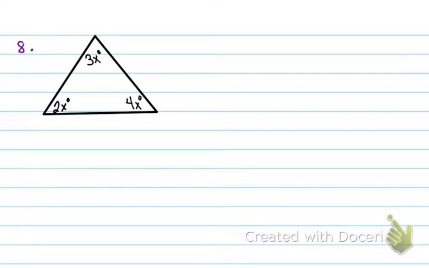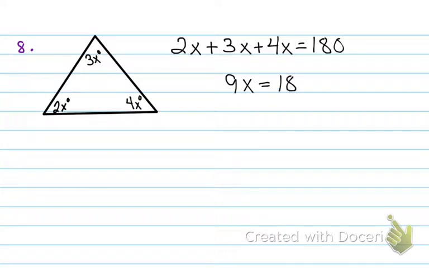Okay? All right, here we go. 2x plus 3x plus 4x equals 180. I add all my angles together. 9x equals 180. Divide. x equals 20. Is that my answer? No. What do I have to do?